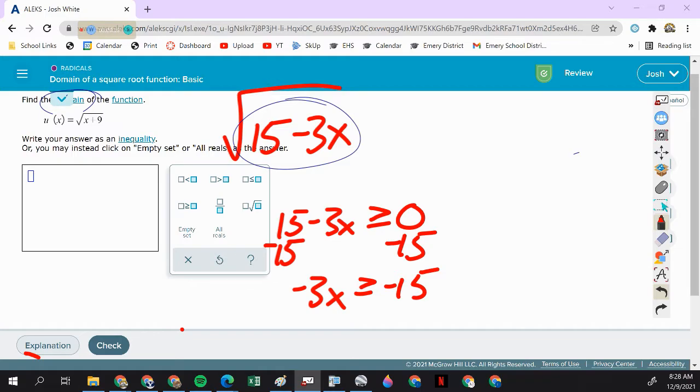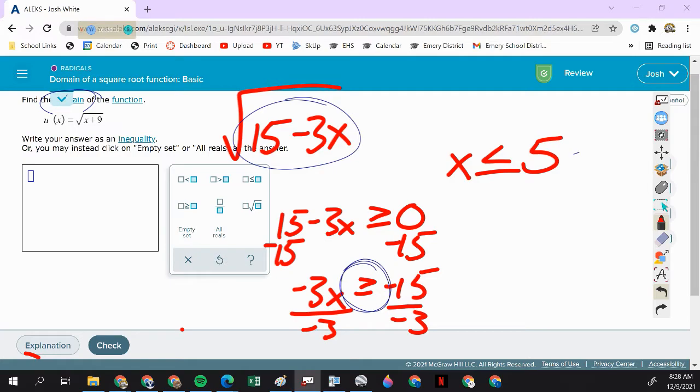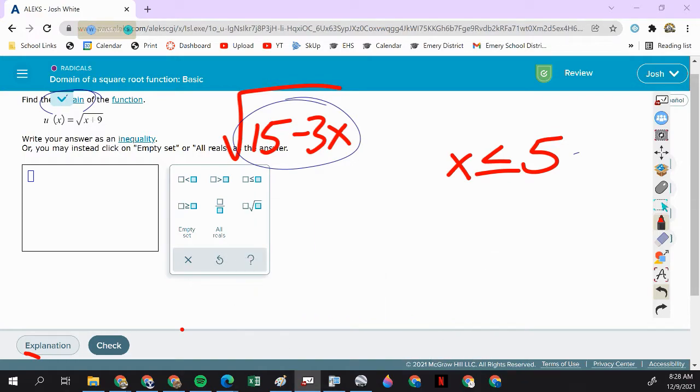Good. When I divide by negative 3, now I say x, and because I divided by a negative, I have to flip the inequality. So that says any x smaller than or equal to 5 will work. Let me show you why. Let's plug in 4. And I get 15 minus 12. Is that okay? Yeah, 15 minus 12 is positive, so that will work.